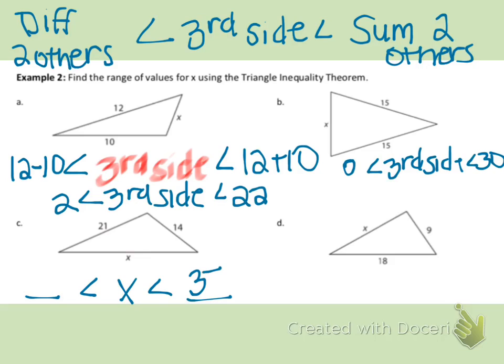X has to be less than 35 and greater than 21 minus 14, which is 7. So anywhere between 7 and 35, not including those two numbers. Let's say 7.1 would work, or 34.9 would work, or anything in between as long as it's bigger than 7 and at the same time less than 35. So I think with all the examples we saw in the video and the 3 we tried here, we can cross this one out and move on.